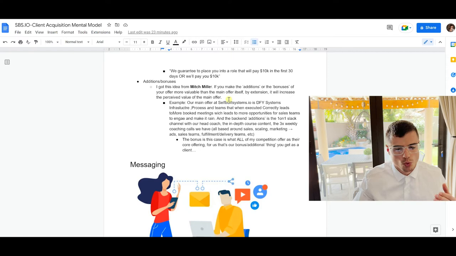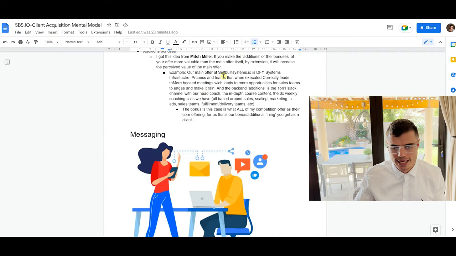So for example, our main offer at selfbuiltsystems.io is done-for-you systems and infrastructure, processes and teams that we execute in the correct order within the protocol that we've created, which leads to more booked meetings. That ultimately leads to you being able to reinvest money back into infrastructure, back into business operations, back into the correct training for sales teams, and back into engaging and making it rain. And then specifically, the back-end additions are one-on-one Slack channels with our head coach.